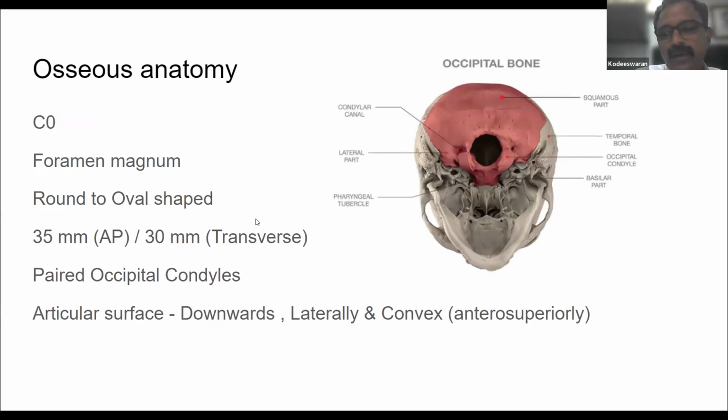It has two paired occipital condyles in the anterior half of the foramen magnum. The important anatomical point in this occipital condyle is that it always faces downwards, laterally, and is convex. Why is it like this? Because it has to articulate with the C1 superior articular facet. So that is why it was placed in that way. There is a canal just behind the occipital condyle. It's called the hypoglossal canal.